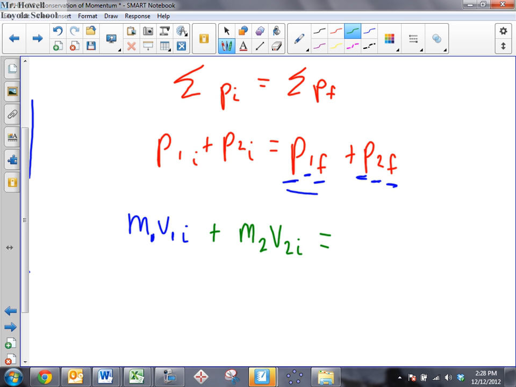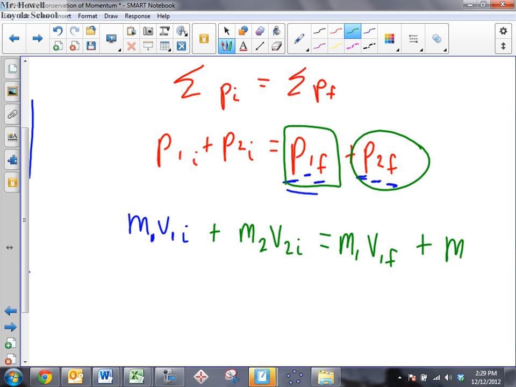On the right-hand side, we then want the momentum of the first object at the end. So we take the mass of the first object times the velocity of the first object at the end. I hate these. There's a lot of subscripts, I wasn't joking. At the end here, this P2F means the momentum of the second object at the end. So we take the mass of the second object times the velocity of the second object at the end.